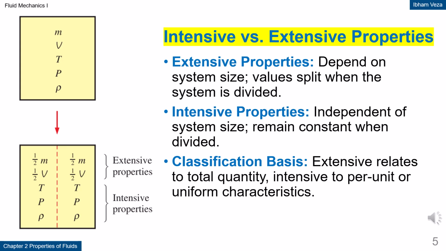Intensive versus extensive properties. Extensive properties depend on the size of the system, while intensive properties do not depend on system size. If a system is divided into two parts, extensive properties are also divided, but intensive properties remain the same. Examples of extensive properties are mass and volume, while temperature and pressure are intensive. This classification is important for thermodynamic and fluid mechanics analysis. Understanding this difference helps in constructing correct balance equations.